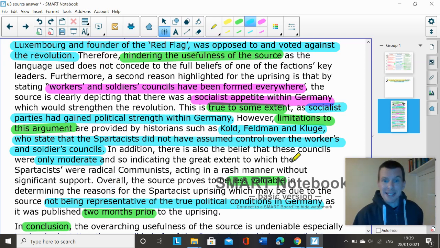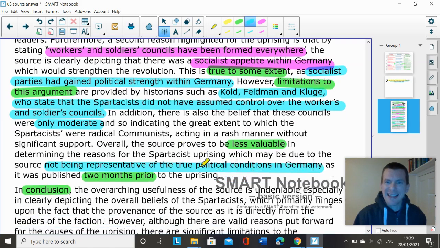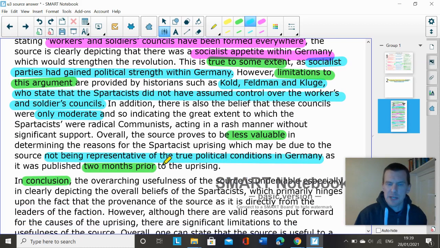So indicating the great extent to which the Spartacists were radical communists acting in a rash manner without significant support. I mean, what might be said here is that it might be true that some of the Spartacists did believe this. So this was a reason for them uprising, but it wasn't a great reason, as it turned out. Overall, the source proves to be less valuable in determining the reasons for the Spartacist uprising, which may be due to the source not being representative of the true political conditions in Germany, as it was published 2 months prior to the uprising.